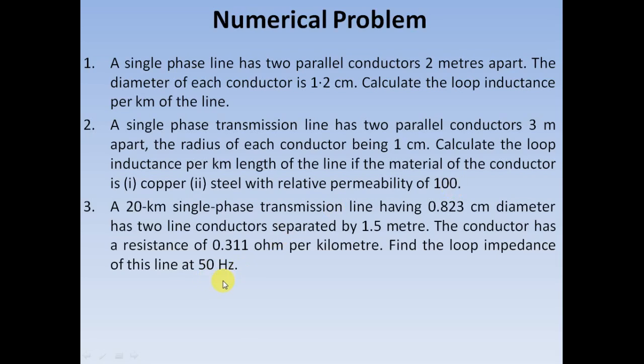Third one, you have to do it as an assignment. Nothing special in this, it's just asked to calculate the value of loop impedance. Once you get the value of loop inductance, you can easily calculate the value of loop impedance by multiplying it with omega, because the relation for impedance or inductive reactance is omega L.